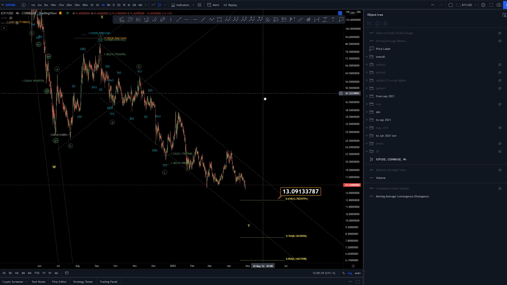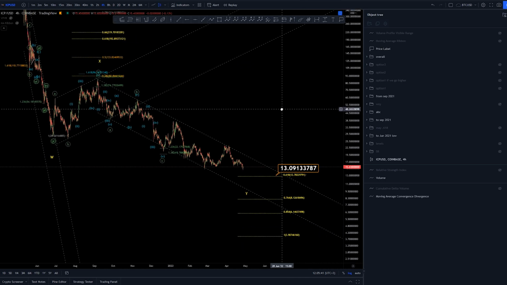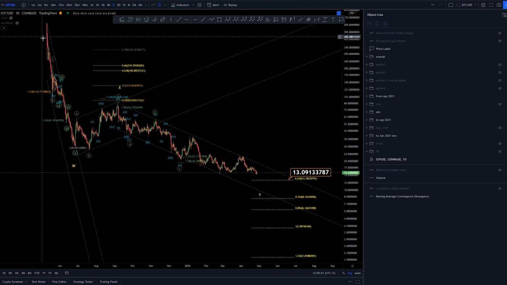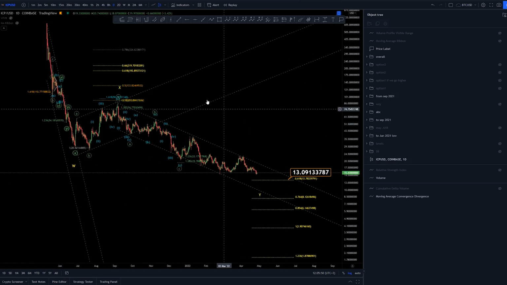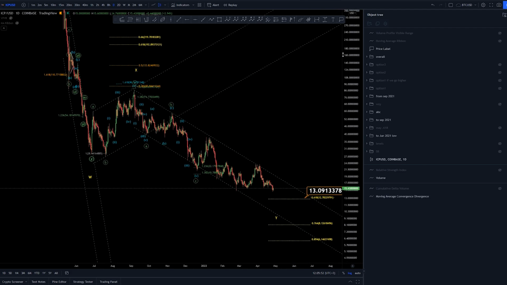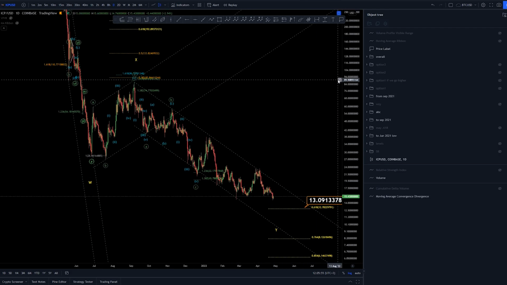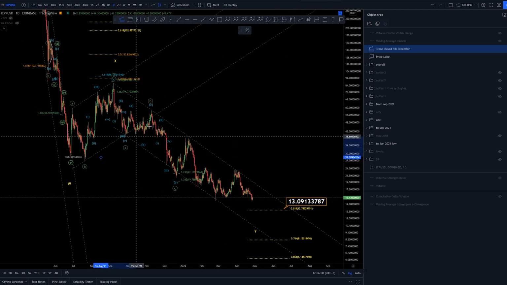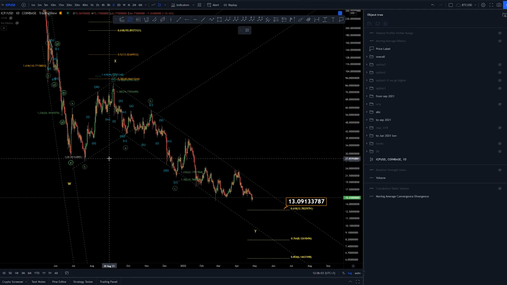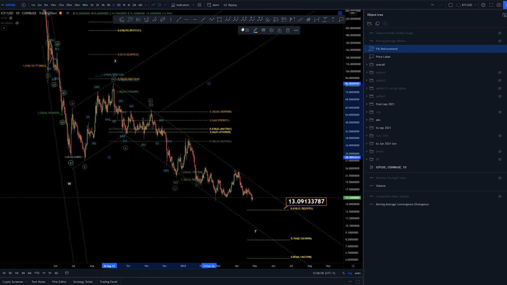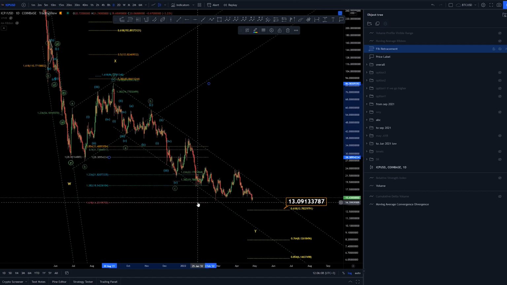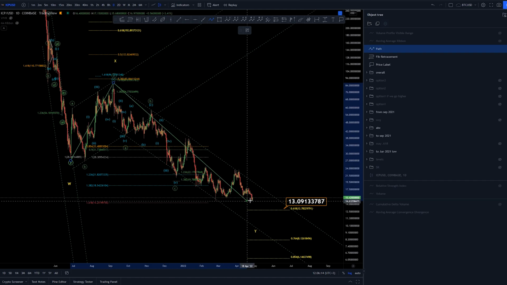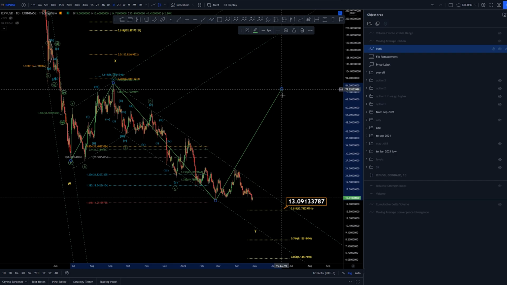Overall, I think the whole structure, let's go back to daily, looks the best as some kind of a WXY. This last leg may not be done, or it could be done here, and then we would be getting some other kind of structure. But again, this is really hard to say where the bottom is going to be. Let's measure this out. This can still be even this kind of structure here in the middle, ending here or here, and going higher.